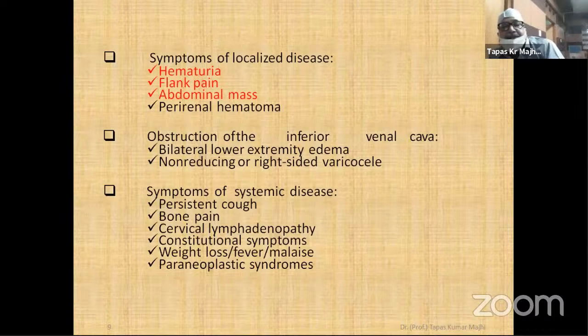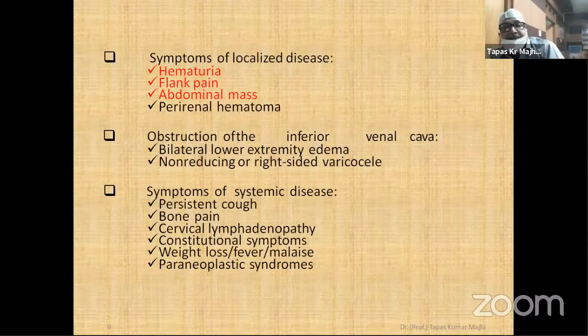Obstruction of the inferior vena cava, as the inferior vena cava drains blood from the periphery, causes bilateral lower extremity edema and a non-reducing right-sided varicocele. So sudden onset of right-sided varicocele in a young male or even an old male should raise suspicion of renal cell carcinoma, because varicocele is commonly found on the left side.